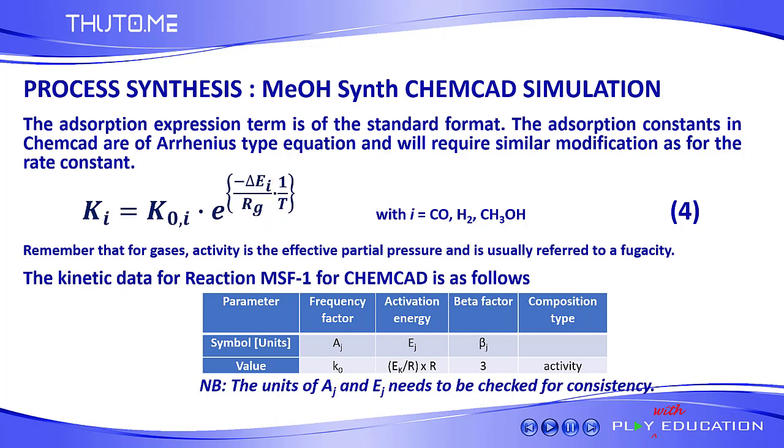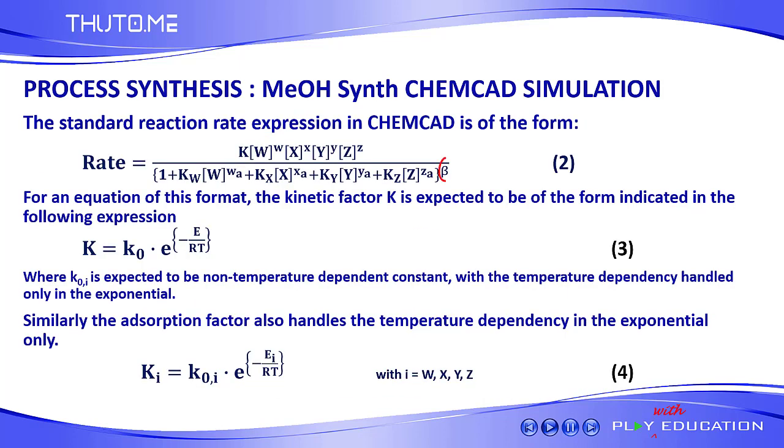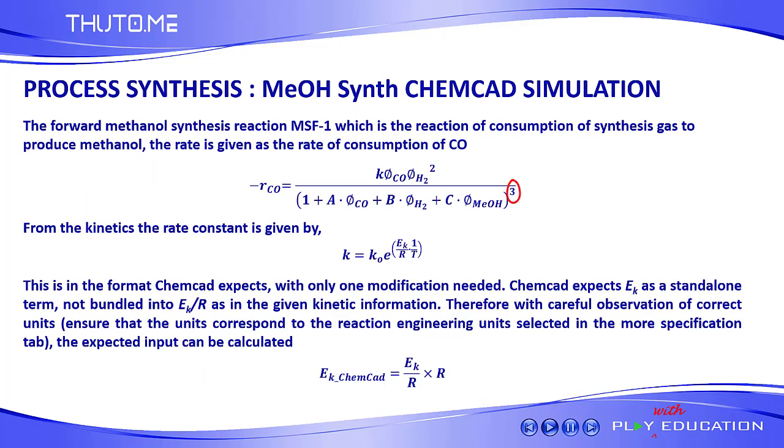The tab that pops up in Chemcad when you need to enter the information, you will be required to supply the frequency factor, which we said is normally known as the constant of the rate constant. And then Chemcad would also expect you to enter the activation energy, which we said we have given you as EK over R, so you will need to multiply by R. And then there's also a beta factor. If you take a few steps back, beta factor is the exponential of the adsorption term. So if you look at our methanol synthesis kinetics, our beta factor is 3. As you have seen here, I've already given it to you.